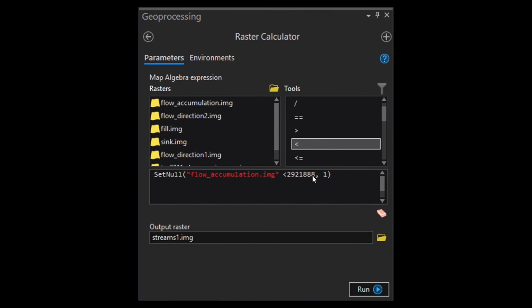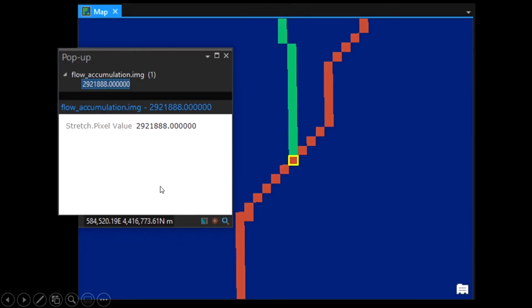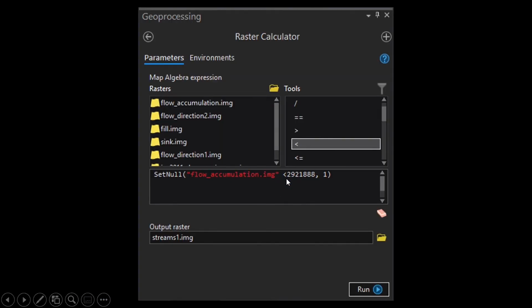I don't want them to be zero. I don't want them to have a certain value. I just want them to be non-existent. However, all values greater than that 2.9 million number, which once again, it's the same number, just copied and pasted into the formula, all of those values that are greater are going to be set to 1. And so then the output, we'll call that streams, and the output was this.